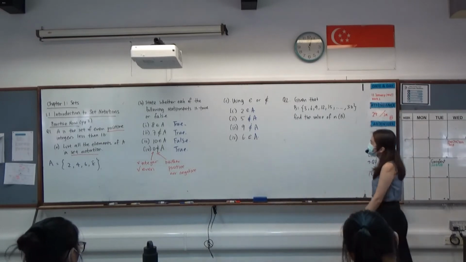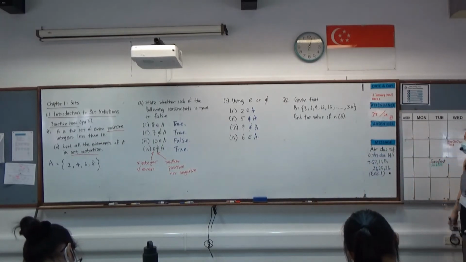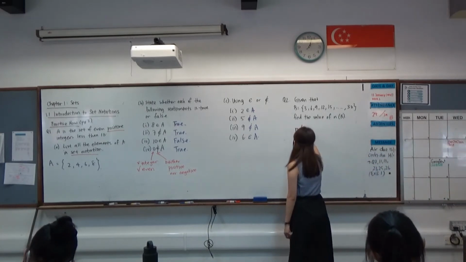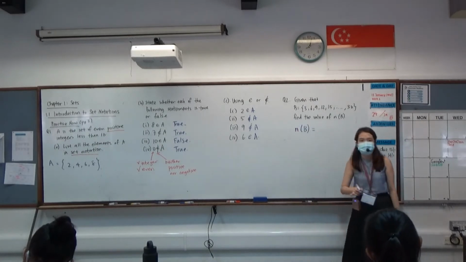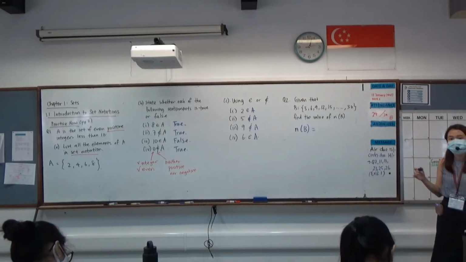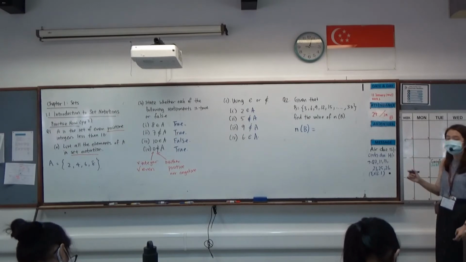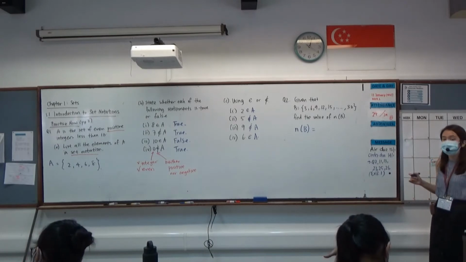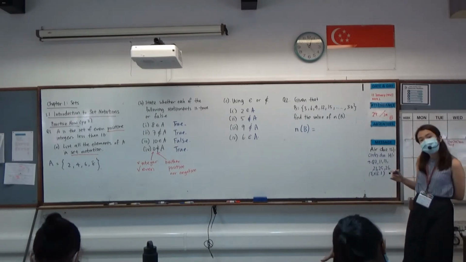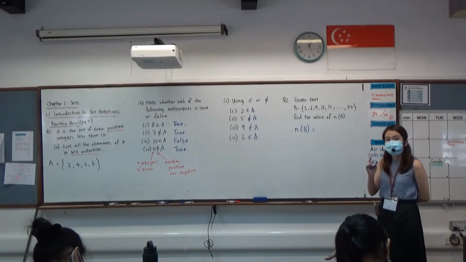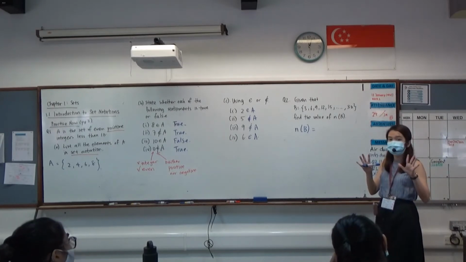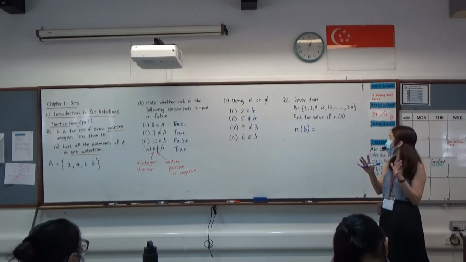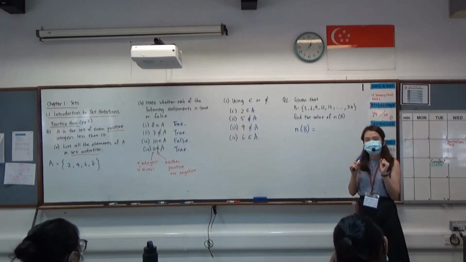Then question 2. Given another set, B is 3, 6, 9, 12, 15, all the way to 30, how many elements would there be in the set B? Zhen Chen? How many elements would there be in the set B? 9, is it? Okay, how do you get 9? You sure it's 9? 3 to 30 then. 10, right, okay.